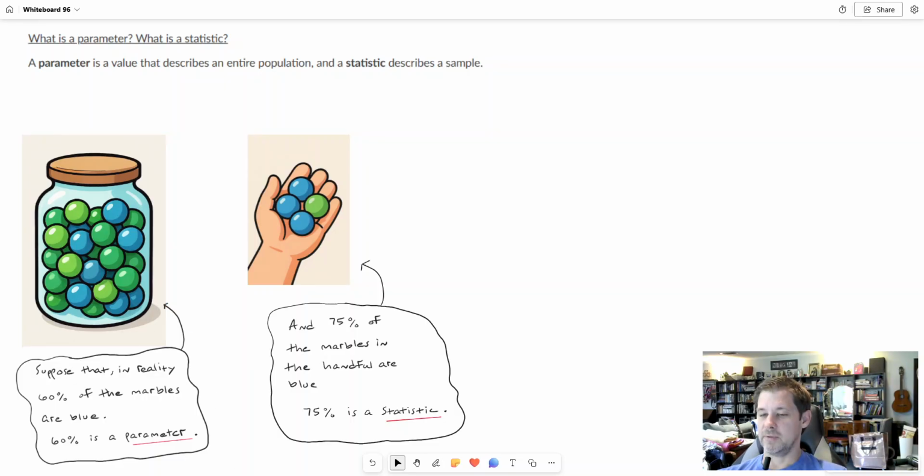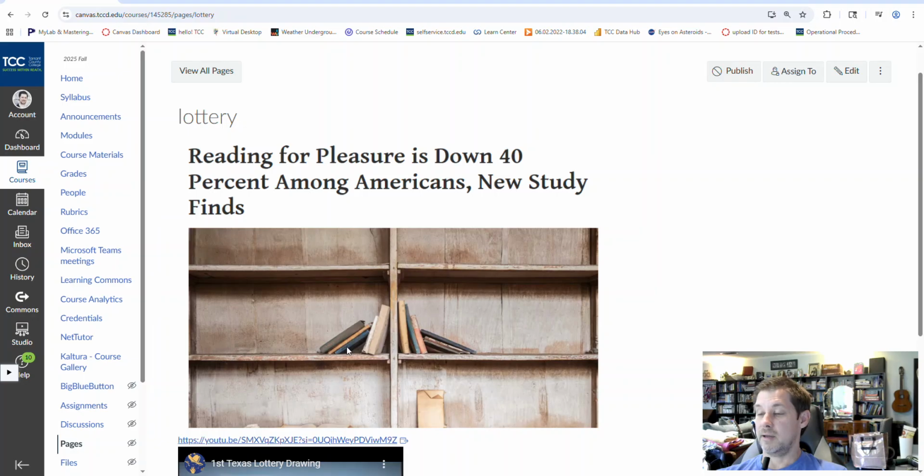So here's an example. I see this kind of thing all the time. If you look for it, you'll see this kind of thing all the time too. So in the news, I came across this today about some study where reading for pleasure is down 40% among Americans. Now, I'm an American. Nobody ever asked me how I rate reading for pleasure, okay? Nobody ever asked me what I think about reading for pleasure, and probably nobody ever asked you either. So how can they say something like this?